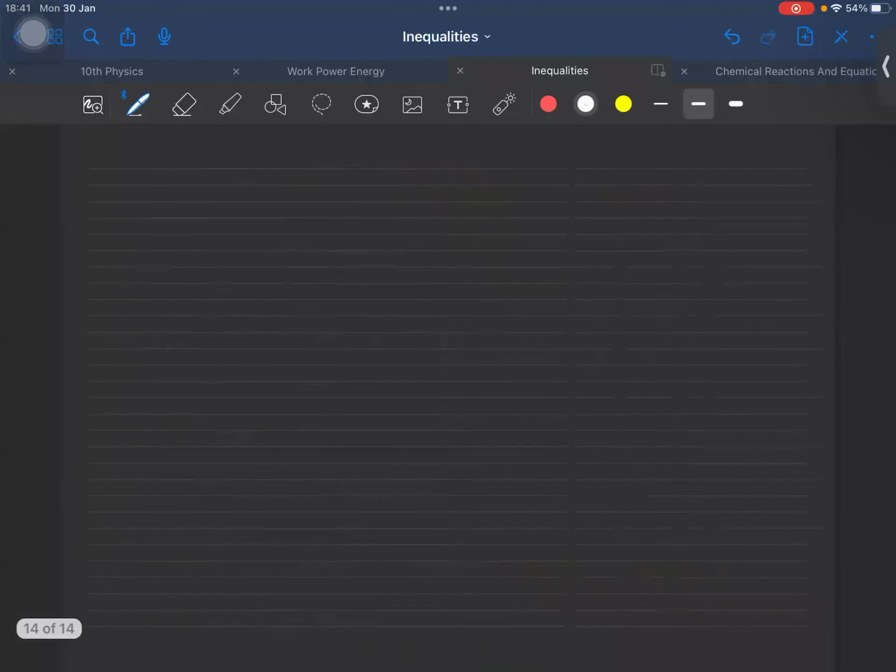Solve question number 6. That is 7 should be lesser than or equal to (3x plus 11) upon 2, which should be lesser than or equal to 11. It's a similar problem, right?